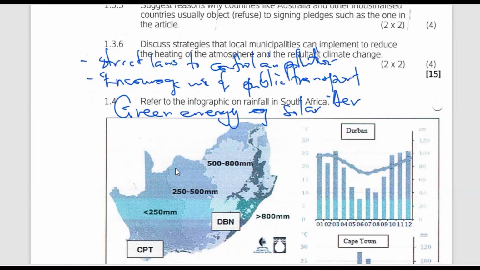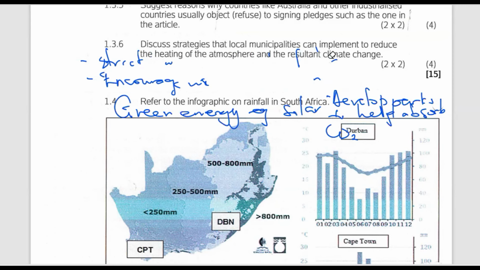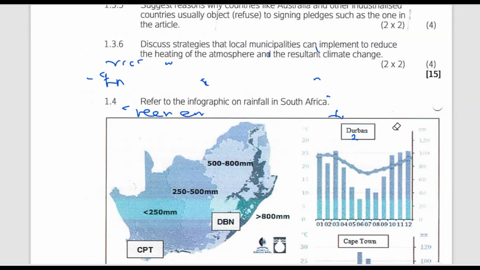Or the municipality can develop parks to help absorb carbon dioxide. They can also assist by developing parks where there's vegetation or vegetative cover, and ultimately the trees are going to absorb excess carbon dioxide in the atmosphere and give a lesser burden of heating, which is a result of the greenhouse gases in the atmosphere. Right. So those are some of the strategies that the municipality can enact or can put in place as a measure to try and limit the level of heating of the atmosphere and apparently climate change.